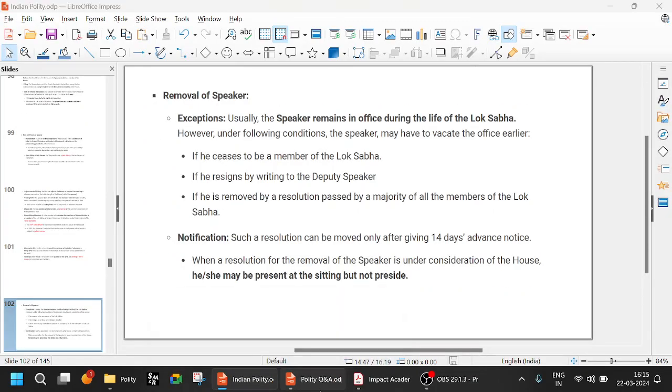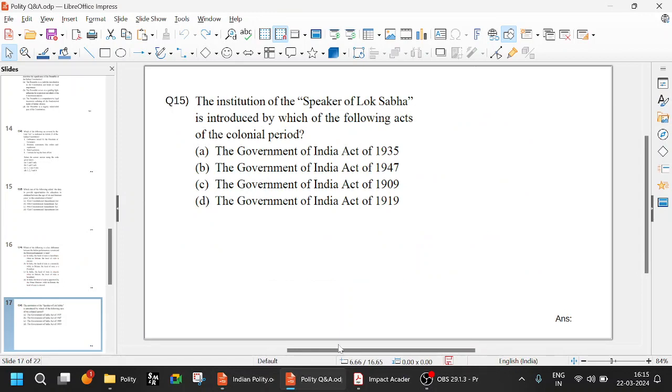So we have seen a very brief overview of the Speaker. Now, the question is: the institution of the Speaker of Lok Sabha was introduced by which of the following Acts? We have seen it is the Government of India Act of 1919. The Montagu-Chelmsford reforms introduced the office of the Speaker, but it came into force in 1921. So remember that also. That is very important. So let us look at five more questions in the next section. Thank you.